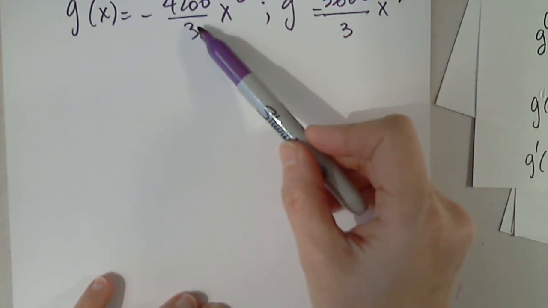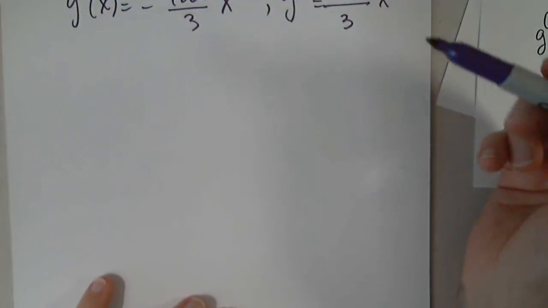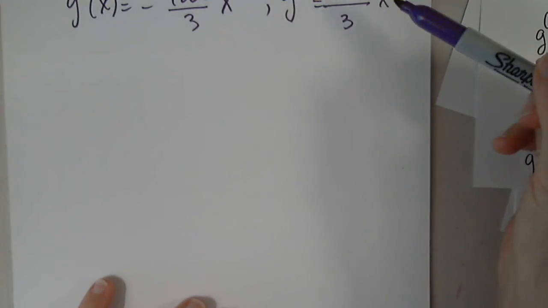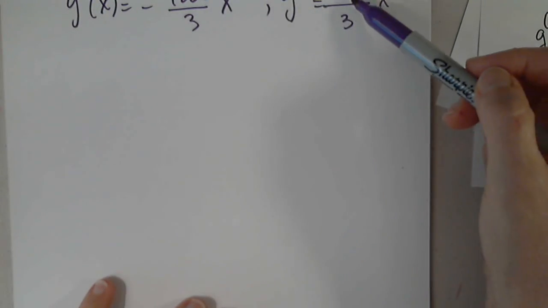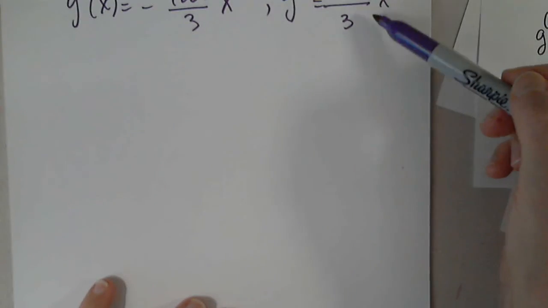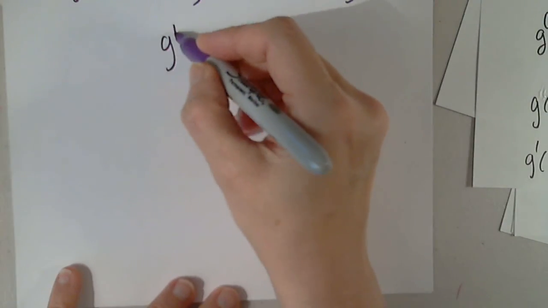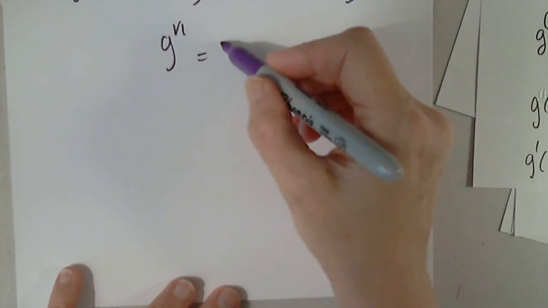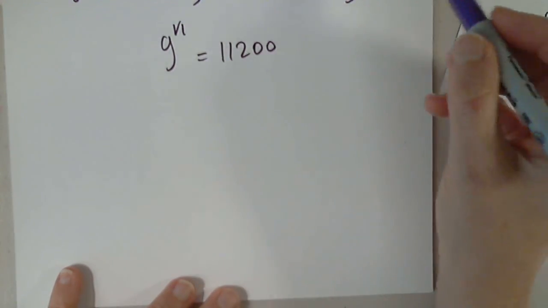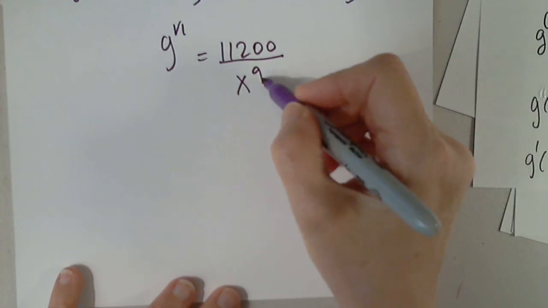I should have simplified before moving on, but I didn't. I'm checking my numbers. 32, 33, that's correct. And x to negative 9, yes, I subtracted 1 from the power. So I'll clean it up, dividing. So it's 1, 1, 2, 0, 0 over x to the 9th.